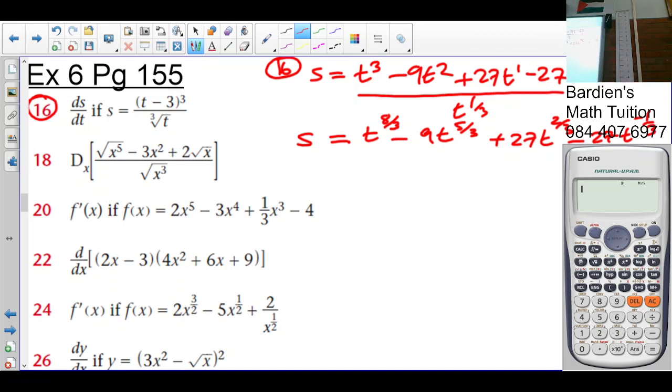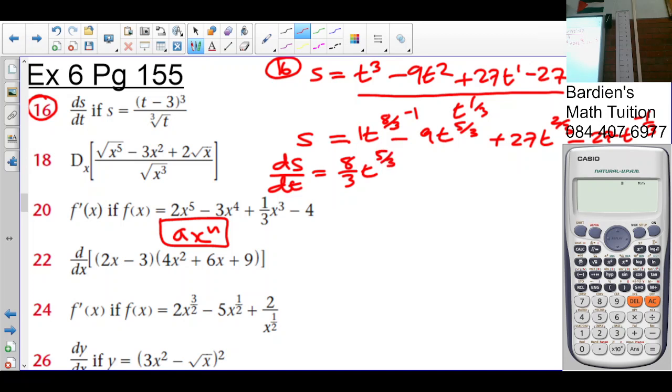You all agree with that? Now it's in the form of a x to the exponent n. Can you see that? It's now in that form. So now we can apply the derivative. So ds over dt is going to be 8 over 3 times 1 is 8 over 3, t minus 1 is going to give you 5 over 3.